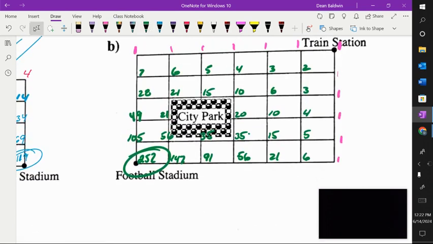So just in case you needed to know, if you were on a grid with a park in the center and you could only move towards the football stadium without going through the city park, there's 252 ways to do that.